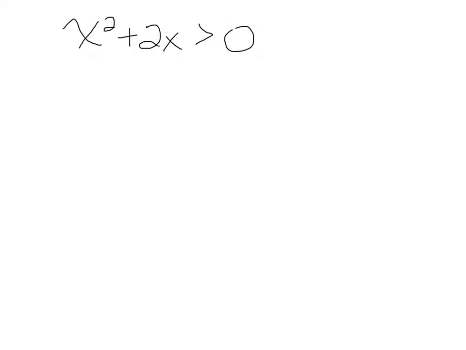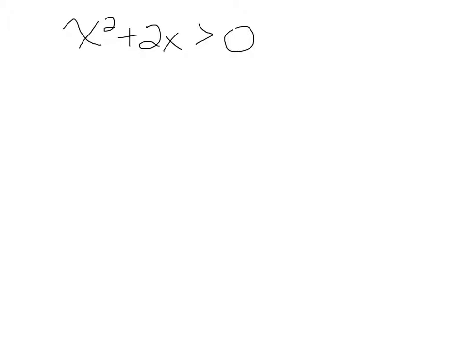So we've got a quadratic inequality that we need to solve for. According to the steps, 1, you need to make sure you have 0 on one of the sides. We've got 0 on the right side, so we're good to go there. 2, we need to find the x-intercepts by either factoring or using the quadratic formula.